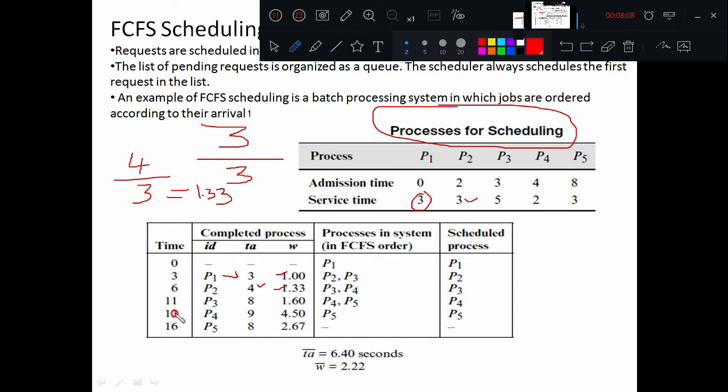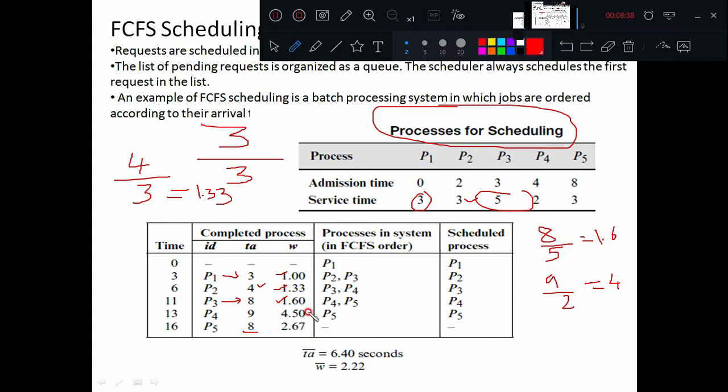Similarly, P3 turnaround time is 8. Its service time is 5, right? So what is its ratio? It is 8 divided by 5, which is equal to 1.6. So the weighted turnaround time is 1.6. Next, 9 by 2, which is equal to 4.5. And for P5, 8 divided by 3, which is equal to 2.67, right?